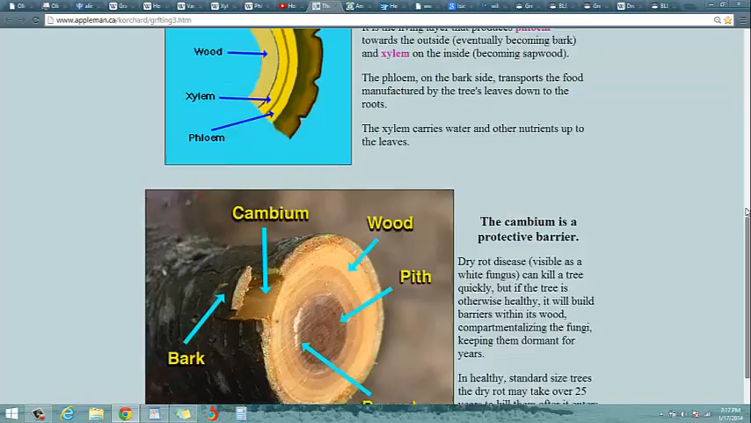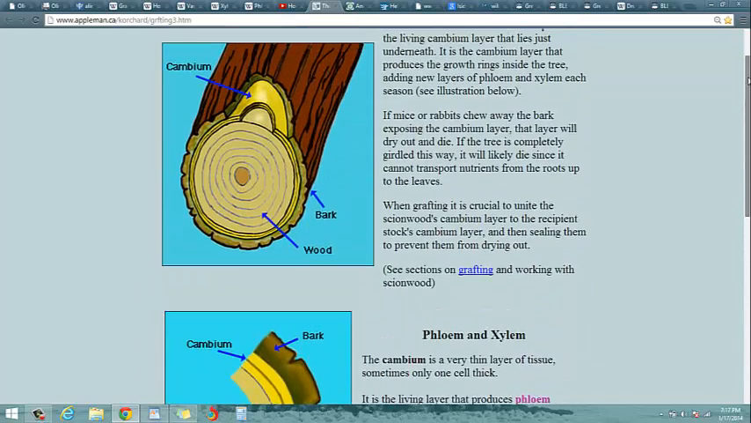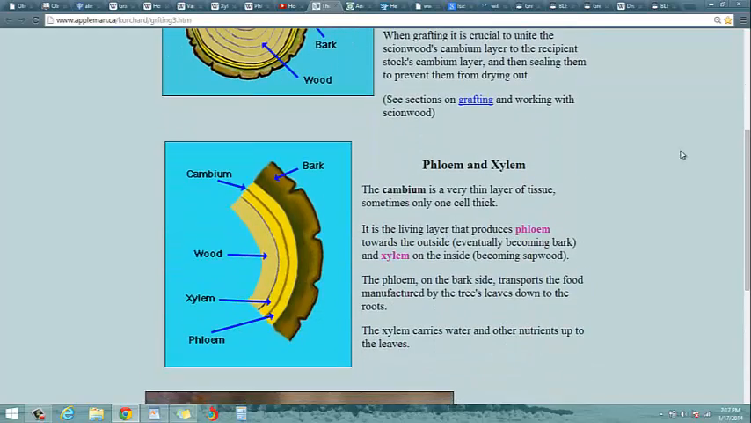Why did he put it there? I'm just going to jump right to the point. Phloem and xylem. The cambium is a very thin layer of tissue, sometimes only 1 cell thick. It is the living layer that produces phloem towards the outside, eventually becoming bark, and xylem on the inside, becoming sapwood. Wait a minute now, where did we read about phloem and xylem?